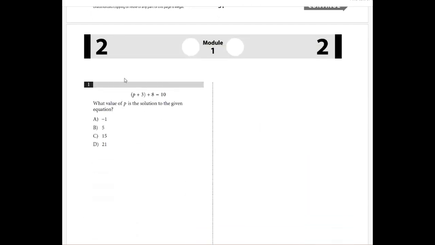Question one, what value of p is a solution to the given equation? Just put the 3 plus 8 is 11, and obviously minus 1 plus 11 is equal to 10.